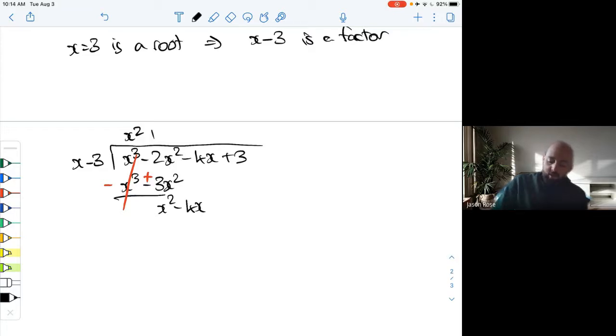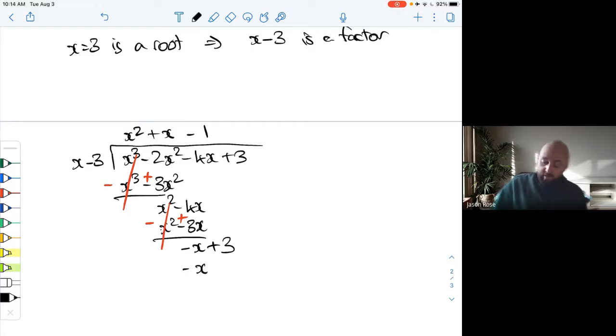Divide x into x squared and I get plus x. Multiplying the x by x minus 3, I get x squared minus 3x. Changing my signs. I'm left down here with negative x. X into negative x is negative 1. And negative 1 multiplied by x minus 3 is minus x plus 3. This looks good. So we're going to get 0 as our remainder, like we would hope.